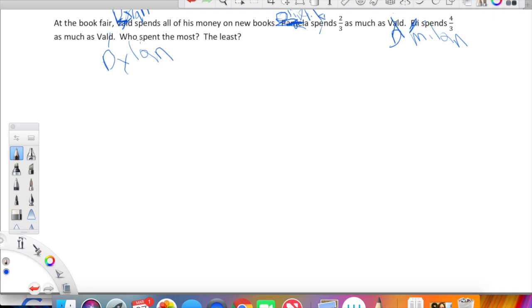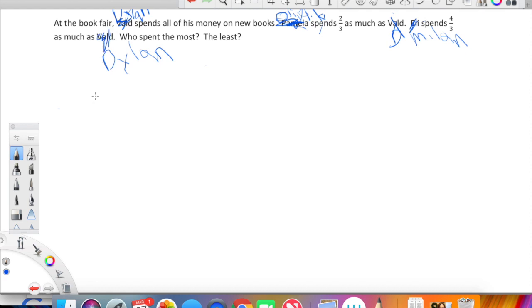Now let's read the better problem. At the book fair, Dylan spends all of his money on new books. Olivia K spends 2/3 as much as Dylan. Millen spends 4/3 as much as Dylan. Who spent the most and who spent the least?